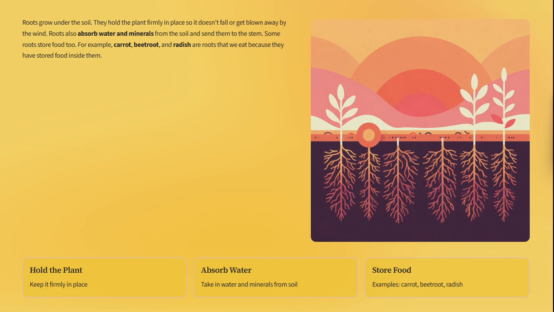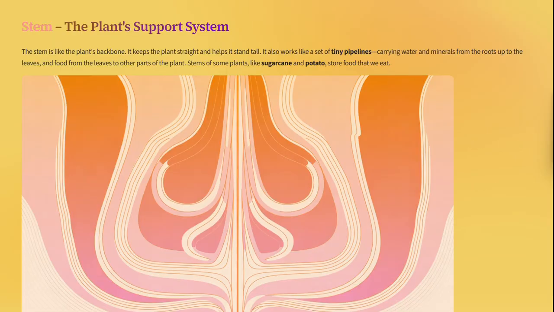Stem, the support and transport system. Now let's move upwards to the stem. The stem is the part that grows above the ground. If you look at a tree, it's the trunk. If you look at a small plant, it's the green or brown stalk that connects the roots and leaves. The stem has a very important job. It supports the plant, helping it stand upright so that the leaves can get sunlight easily.